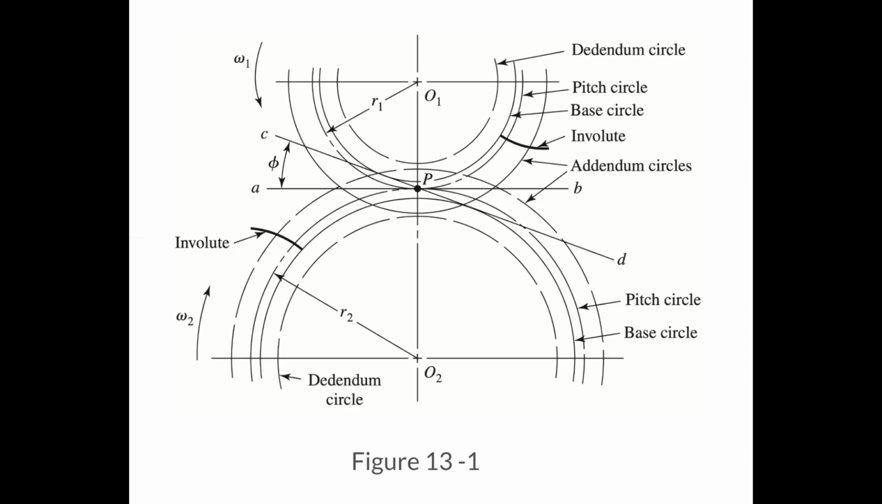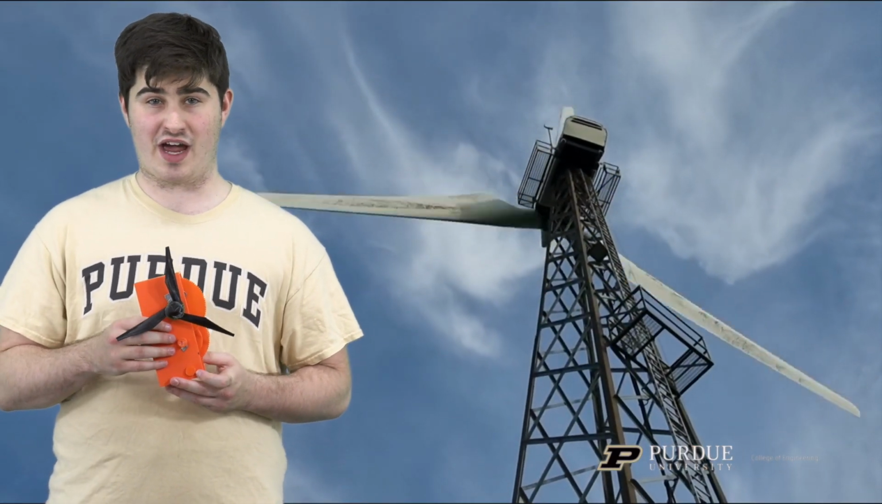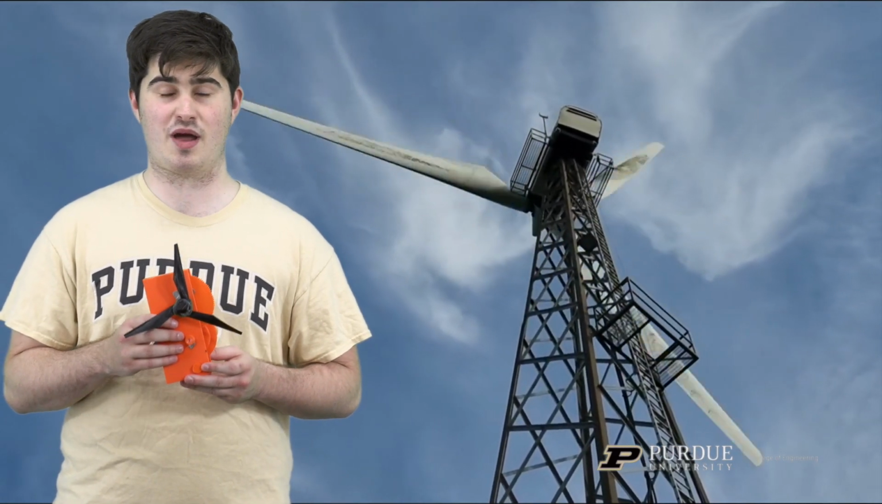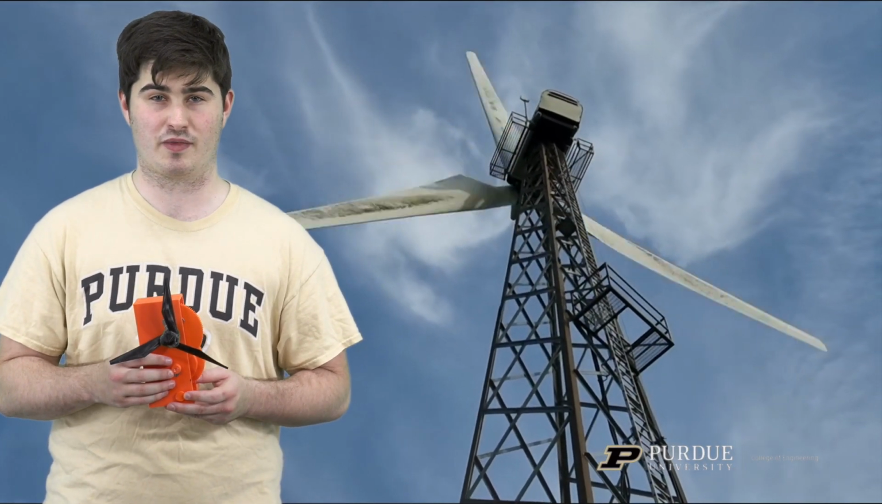Spur gears, as illustrated in figure 13-1, have teeth parallel to the axis of rotation, and are used to transmit motion from one shaft to another parallel shaft. Of all types, the spur gear is the simplest, and for this reason will be used to develop the primary kinematic relationship of the tooth form.